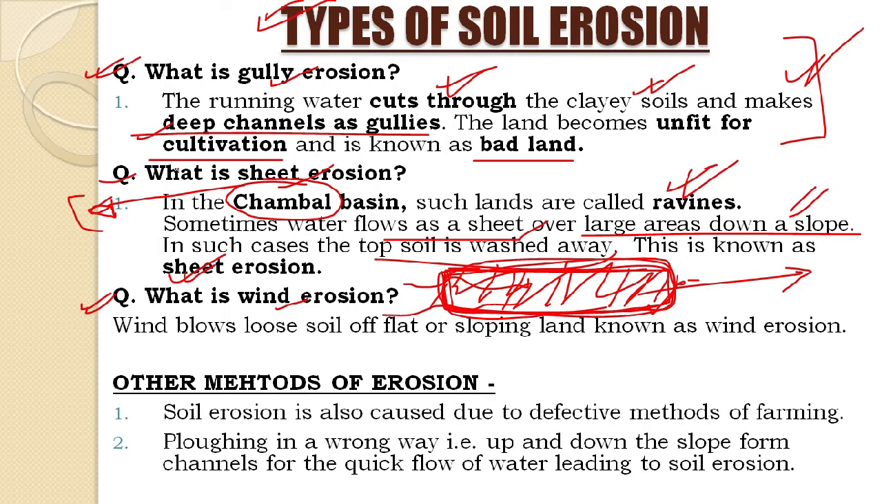Next is wind erosion. It's very easy. Wind blows loose soil off flat or sloping land, known as wind erosion. So when the erosion of soil is carried out by wind, it is known as wind erosion, and this is usually caused off flat or sloping land.